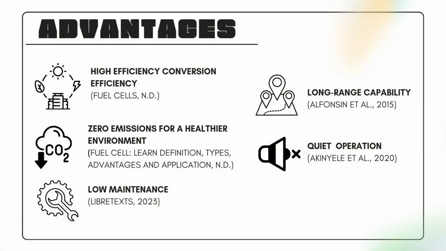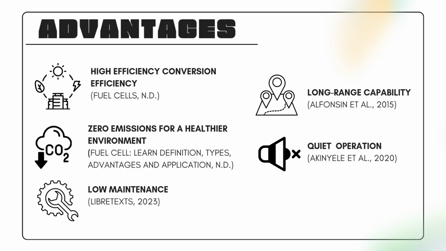First, high efficiency conversion rate. They are much better at turning fuel into useful energy than a typical gasoline engine. They do this directly through a chemical process, not by burning fuel. This wastes less energy, allowing fuel cells to be 60% efficient or more. This means we get much more power from the same amount of fuel.